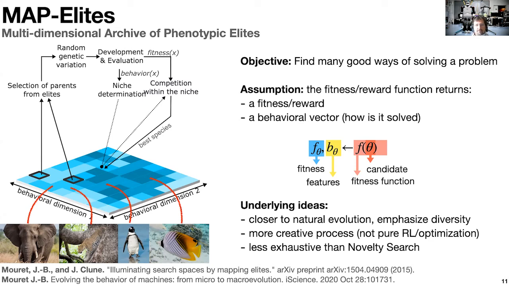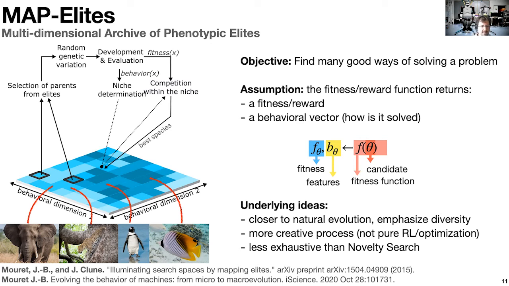So the general idea is that we want to find many good ways of solving a problem instead of a single one. And there are two reasons for this. First, maybe it's very useful to have many good ways of solving a problem, because maybe solving the problem in a specific way is not working for you for other reasons. Like maybe it's too expensive, maybe it does not work on a real machine, maybe you don't like it, like it's not beautiful, I don't know. But also because that will create a lot of stepping stones.